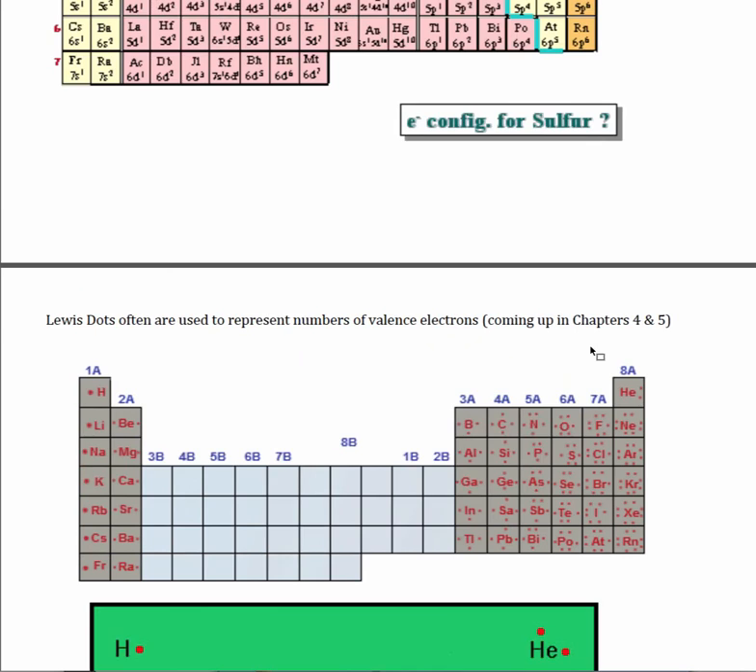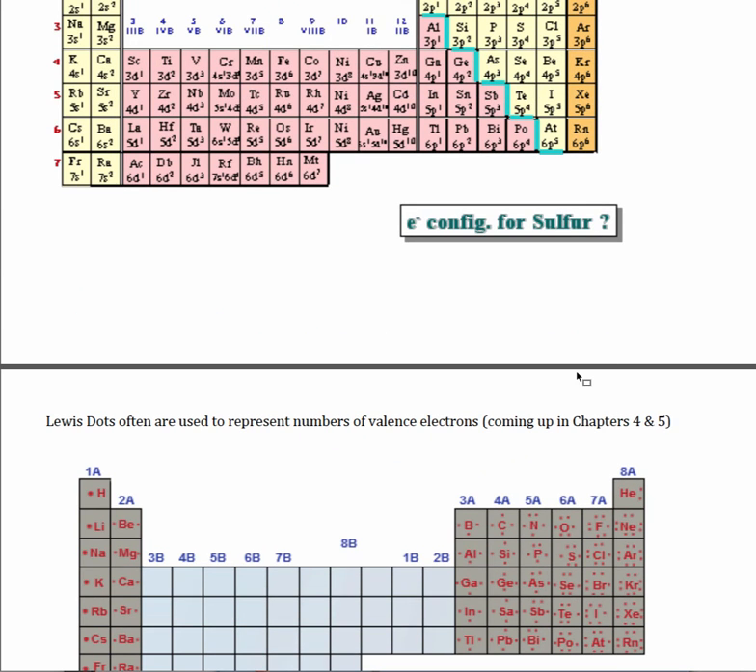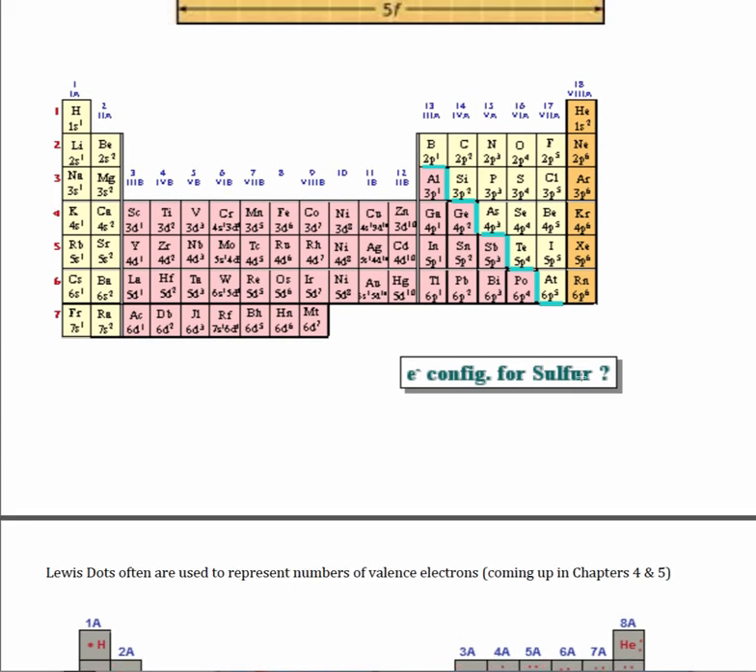Well, that's the idea of valence electrons. We're going to use that a lot, like I said, coming up in chapter 4 and 5, and again to help understand these trends in the periodic table.